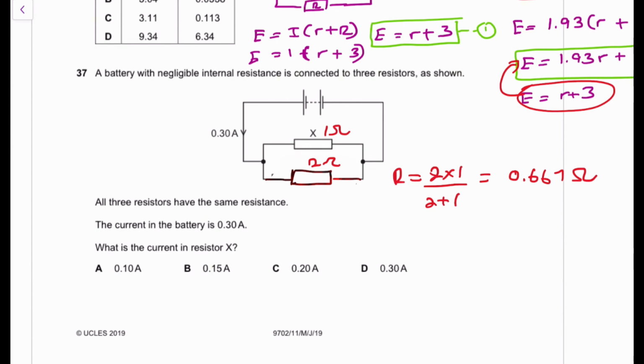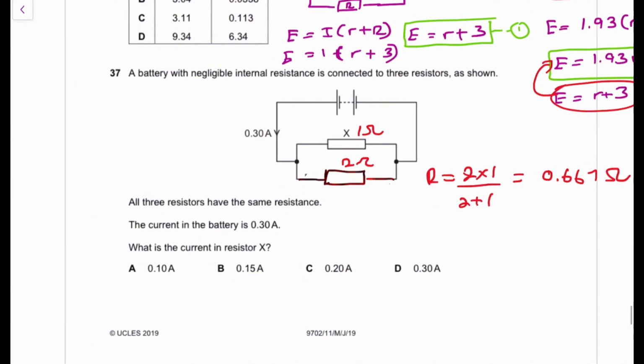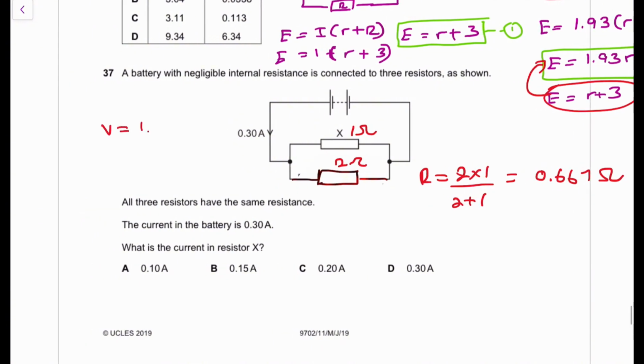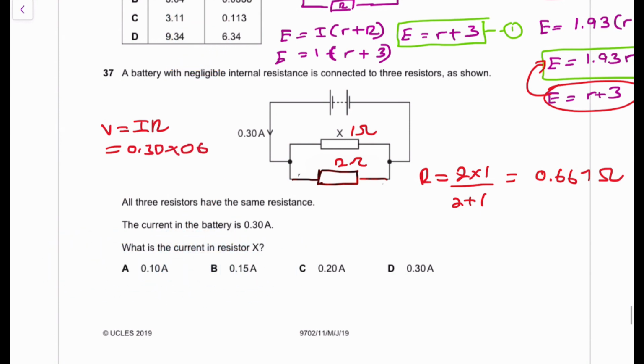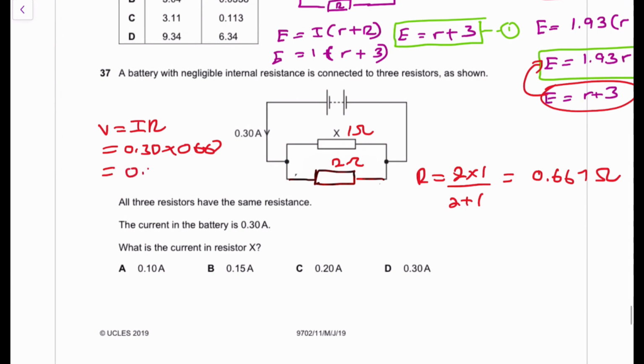And this is my total current. So I can find my value of V, because I know that V is equivalent to IR, which is going to be 0.30 multiplied by 0.667. So that answer that I've just found multiplied by 0.30 is going to give me about 0.20 volts. So this is actually a 0.20 volt supply.